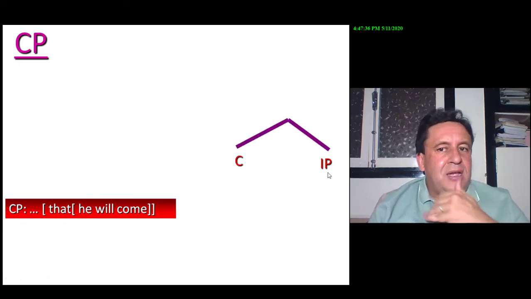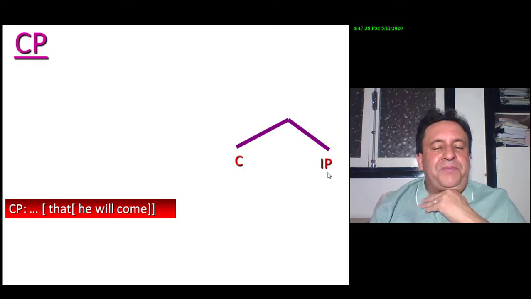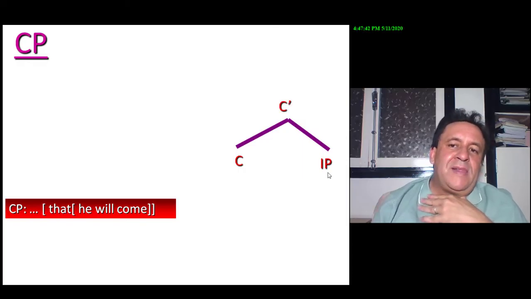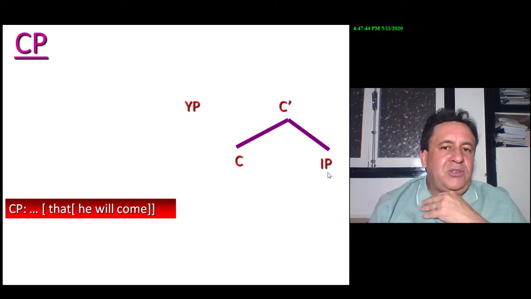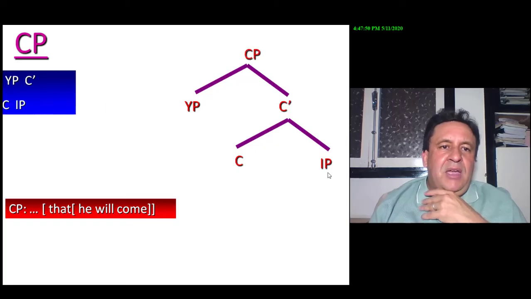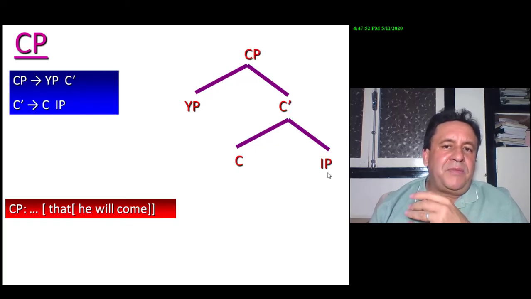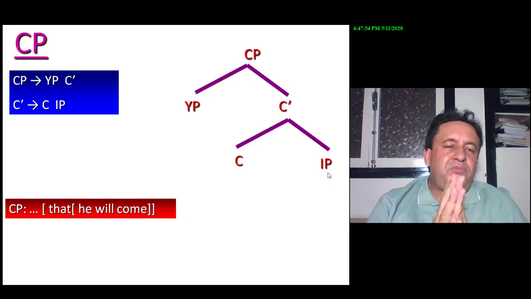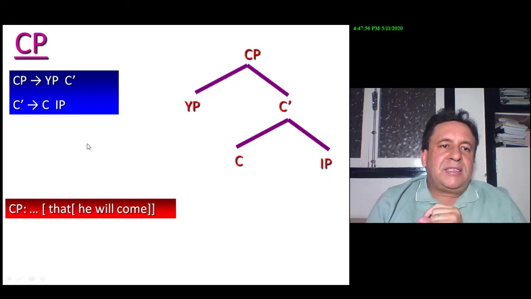So what is the first projection level? If your answer is C bar, then it's correct. Yes, it is. Again, we would like to add a specifier, and then we will come up with a CP. The rule is CP rewrites as YP C bar. This is the YP and C bar.